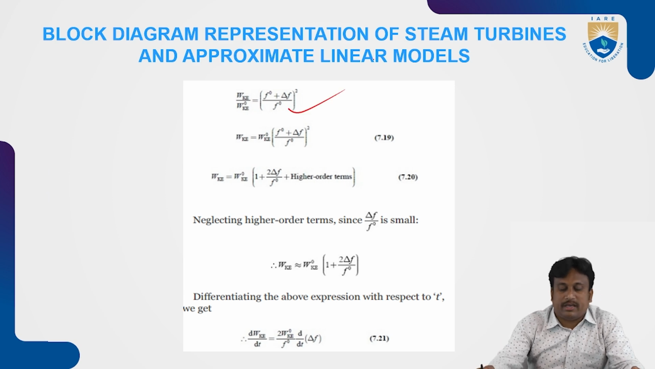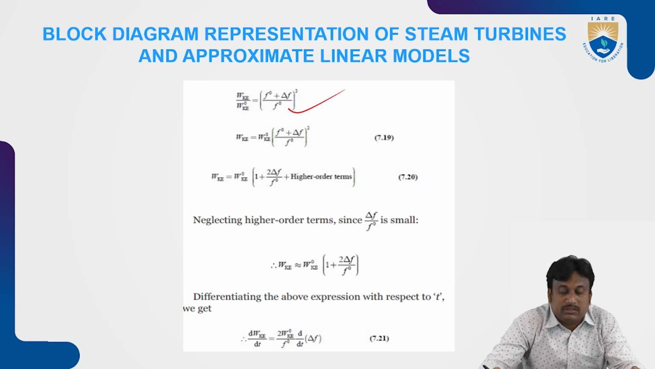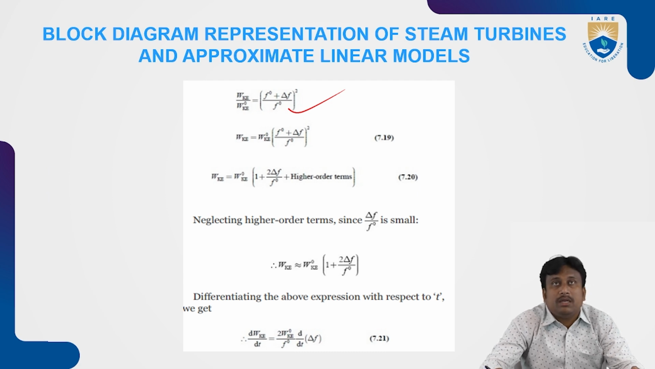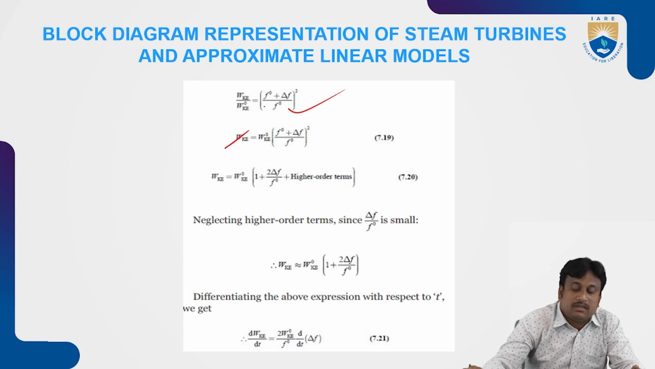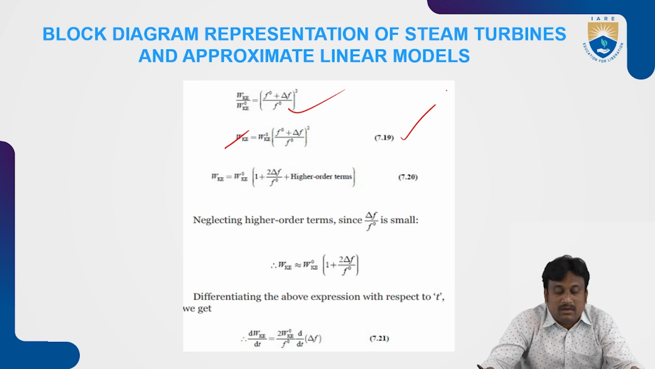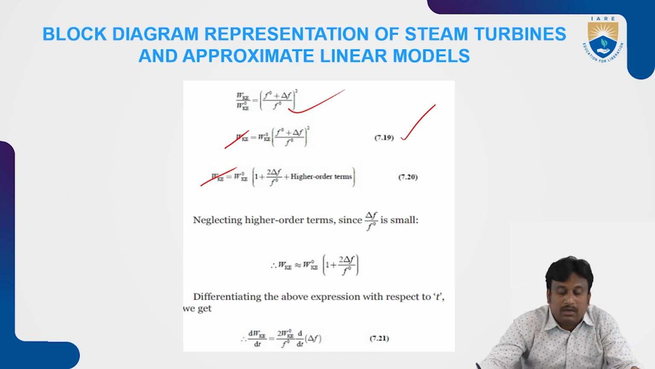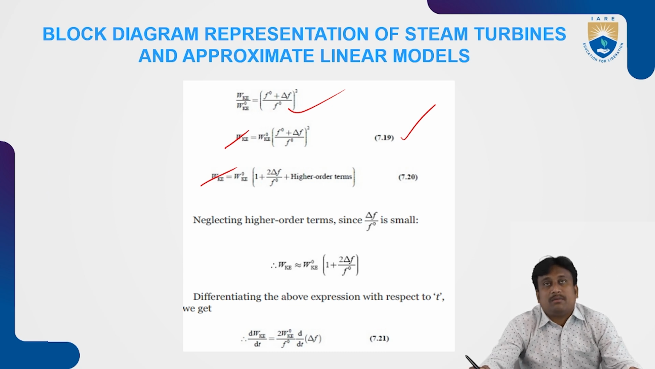So here are the expressions which are related to the load model, that is kinetic energy, which is the ratio WKE by WKE naught equals F naught plus delta F by F naught whole square, and WKE equals WKE naught into F naught plus delta F by F naught whole square. So this is one expression that we already discussed in the earlier section. And another kinetic energy expression is WKE naught into 1 plus 2 delta F by F naught plus higher order terms.